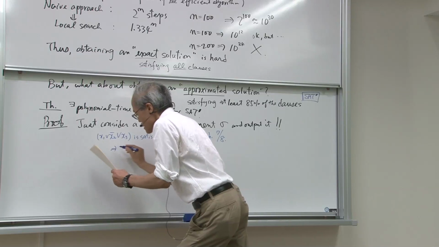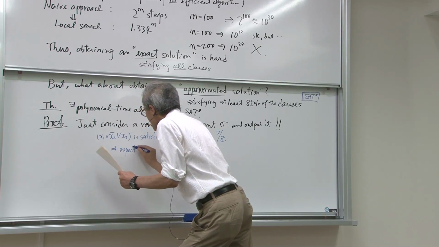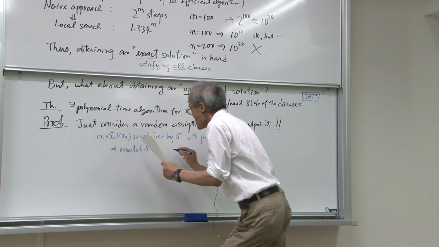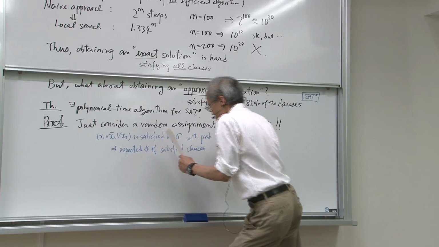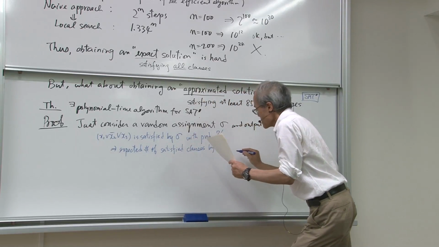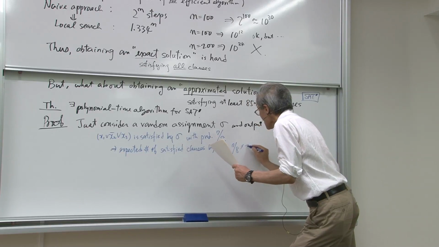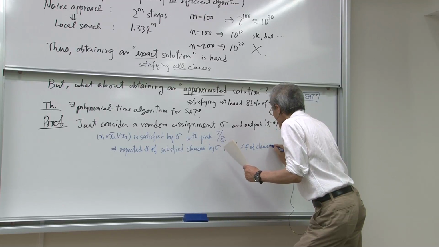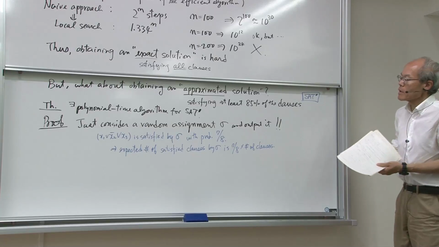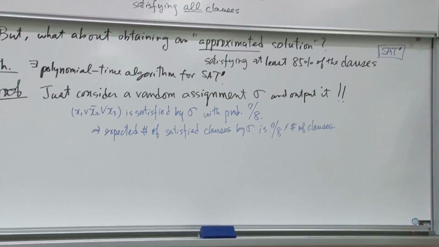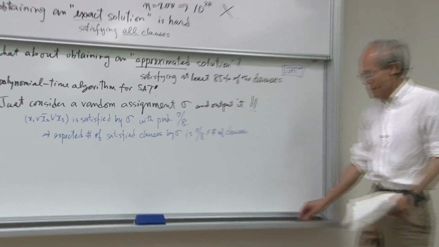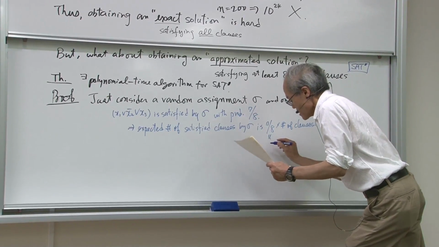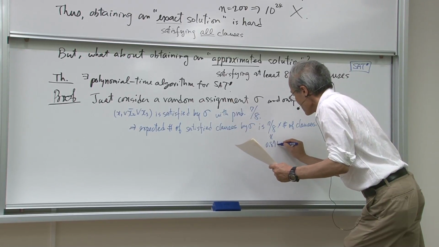That means, of course, the expected number of satisfied clauses by assignment sigma is, of course, 7/8 multiplied by the number of clauses. And this value is 0.875. Okay?